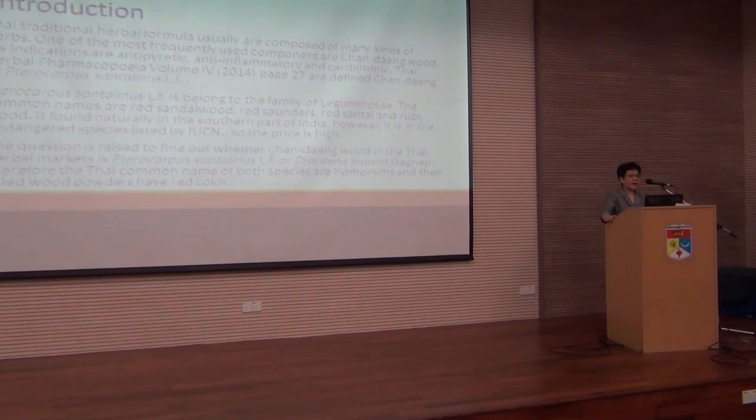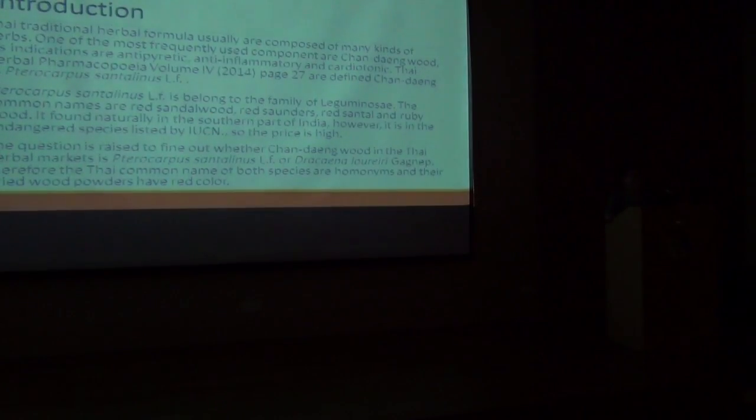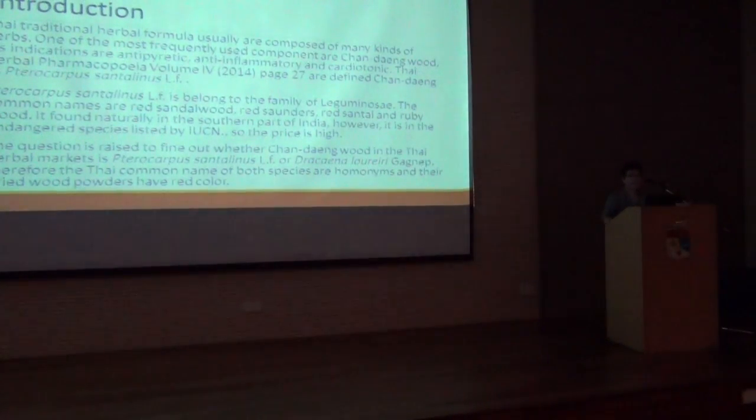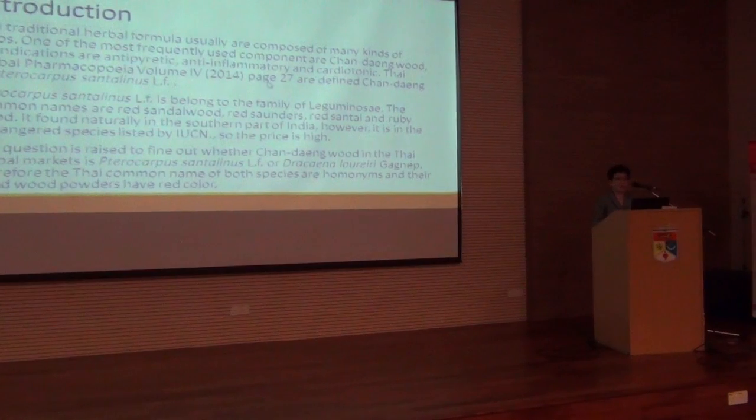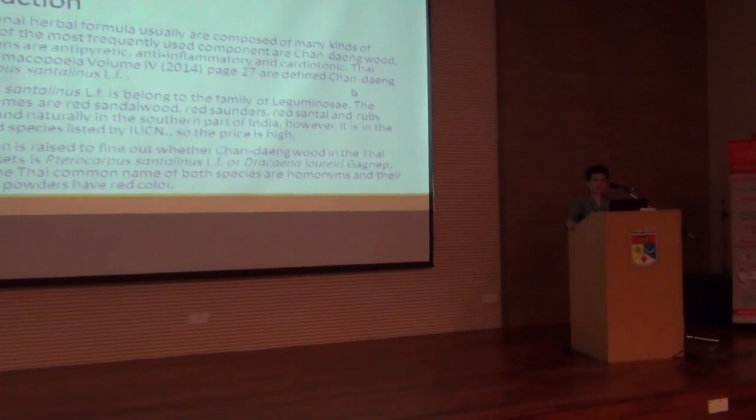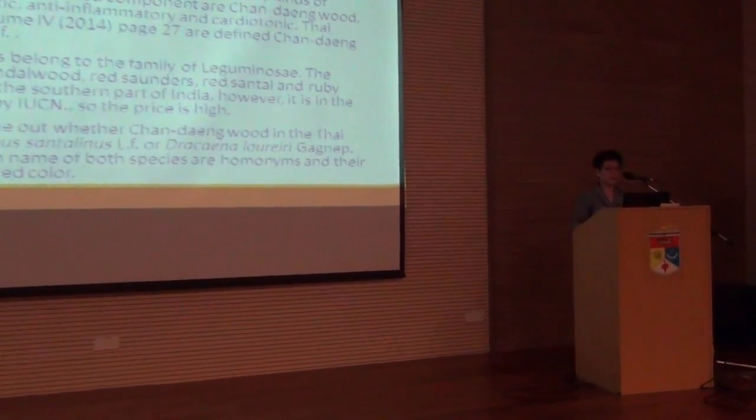In Thai traditional herbal formulas, usually they do not use a single plant, but they always use a formula, and it's always composed of many kinds of herbs. One of the most frequently used components is Chandang wood. The indications of this herb are antipyretic, anti-inflammatory and cardiotonic. This appears in the Thai Herbal Pharmacopoeia Volume 4, page 27, which defines Chandang as Pterocarpus santalinus.